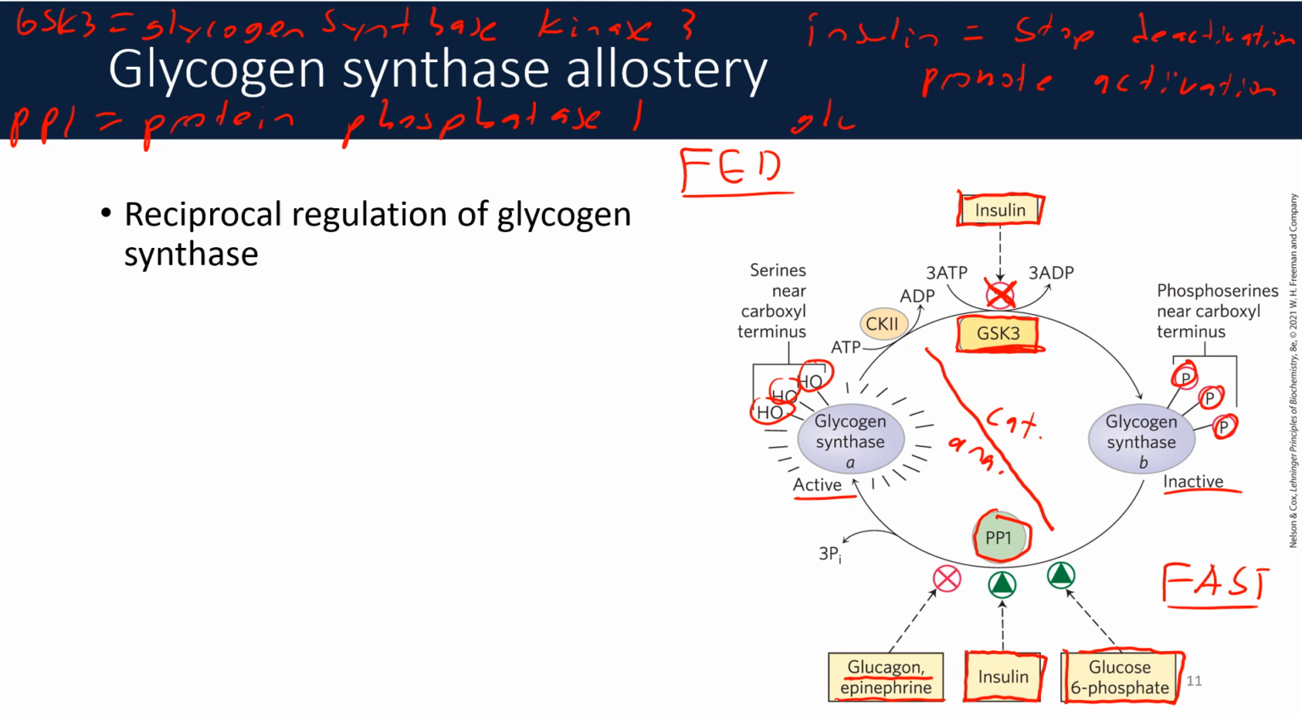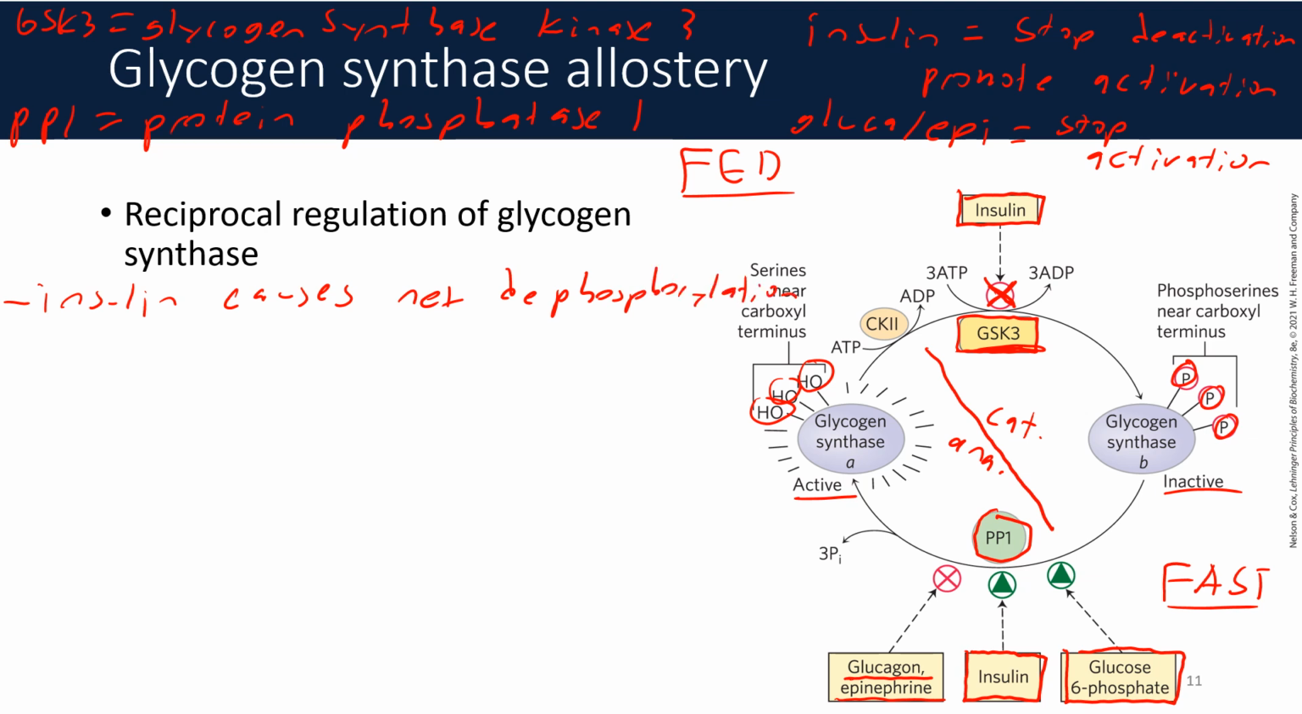So glucagon plus epi will stop activation. You may have noticed some trends here between the glycogen synthase regulatory system and the glycogen phosphorylase regulatory system. So insulin causes what's known as net dephosphorylation of the glycogen axis.